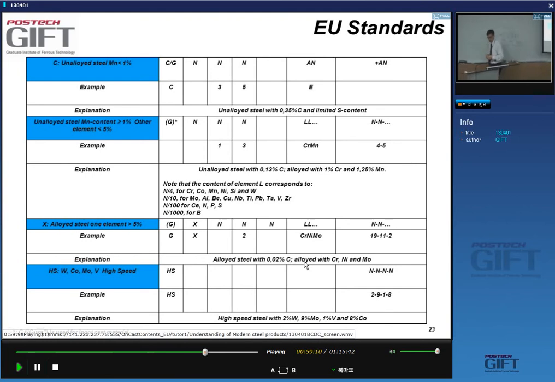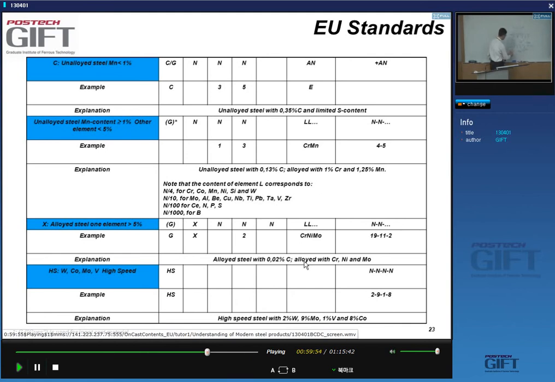So in this example, as soon as you have X in front of the specification, it means that these numbers are the actual mass percents. So this means that I have 19% of chrome, not 19 divided by 4. That's what the X tells me. Don't divide by anything. 11% of nickel, 2% of moly. And this is, again, the carbon content times 100. So that's 0.02.